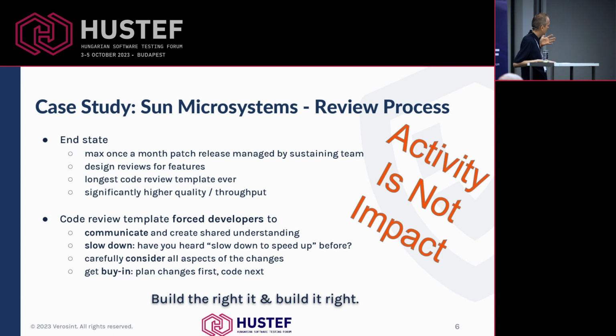At the end of the day, what it really meant is that these reviews made developers think about the extent of their changes and not just cranking out code. You weren't measured by the lines of code you produced. We actually had "activity not impact" stamped on the fridges in the kitchen, so that people understood that just because you keep yourself busy, that doesn't mean you're doing the right thing. That's why I call out build the right it and then build it right. We could also say test the right it and then test it right.